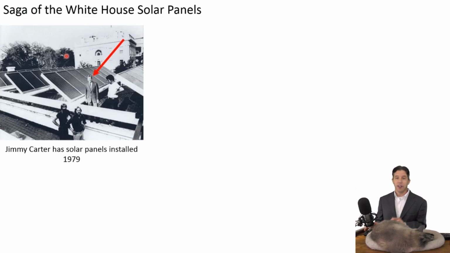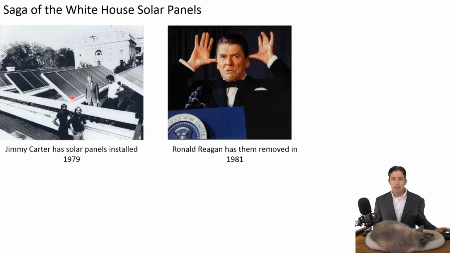There's a whole history of solar panels in the White House. So back in the late 70s, Jimmy Carter was our president, and he decided that he would have solar panels installed on the White House. He was kind of this progressive, alternative energy kind of guy. Then a few years later, we have Ronald Reagan, who was very anti-alternative energy. He had them taken down.